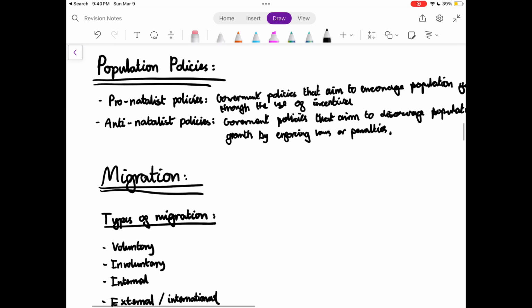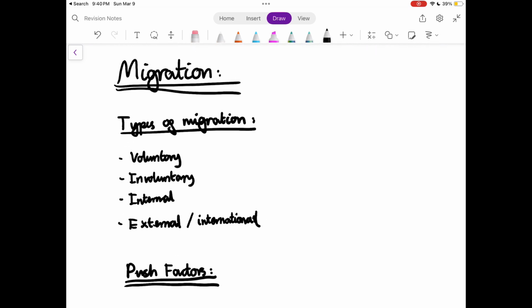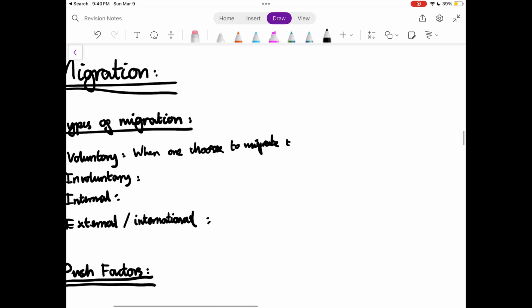Okay, so that's all for population policies, and now I'm going to move on to migration. So there are 4 types of migration that you need to know. So voluntary is when one chooses to migrate to another area. And this may be because maybe they got offered a job in that area, so they would want to migrate to that area so that they can work and earn income.